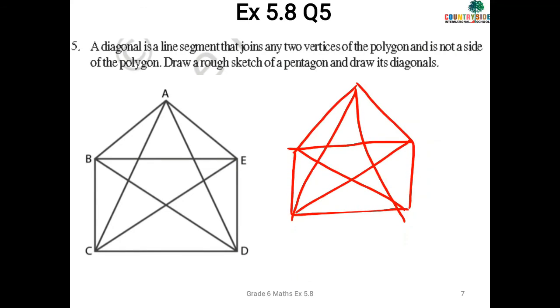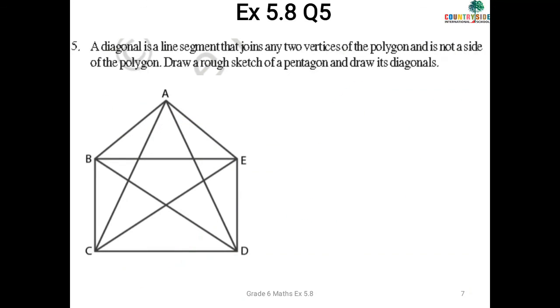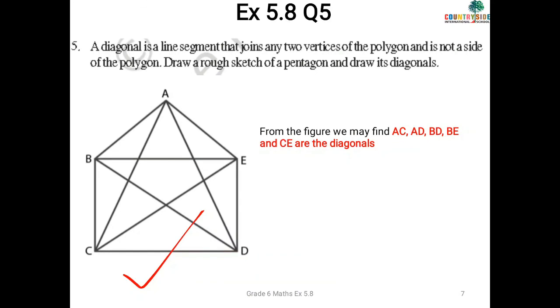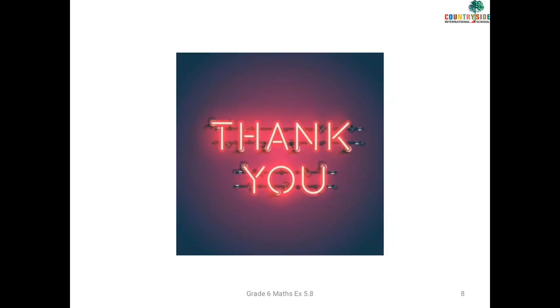Okay, so I want everyone to note down this figure into your notebook. So now you are clear how we have made this diagram. Now at the end you have to write AC, AD, BD, BE and CE. All these are the diagonals that we have to show in this question. Okay, so this was again a very easy question, and scholars, in this way we have completed exercise 5.8, and this exercise was also very easy.